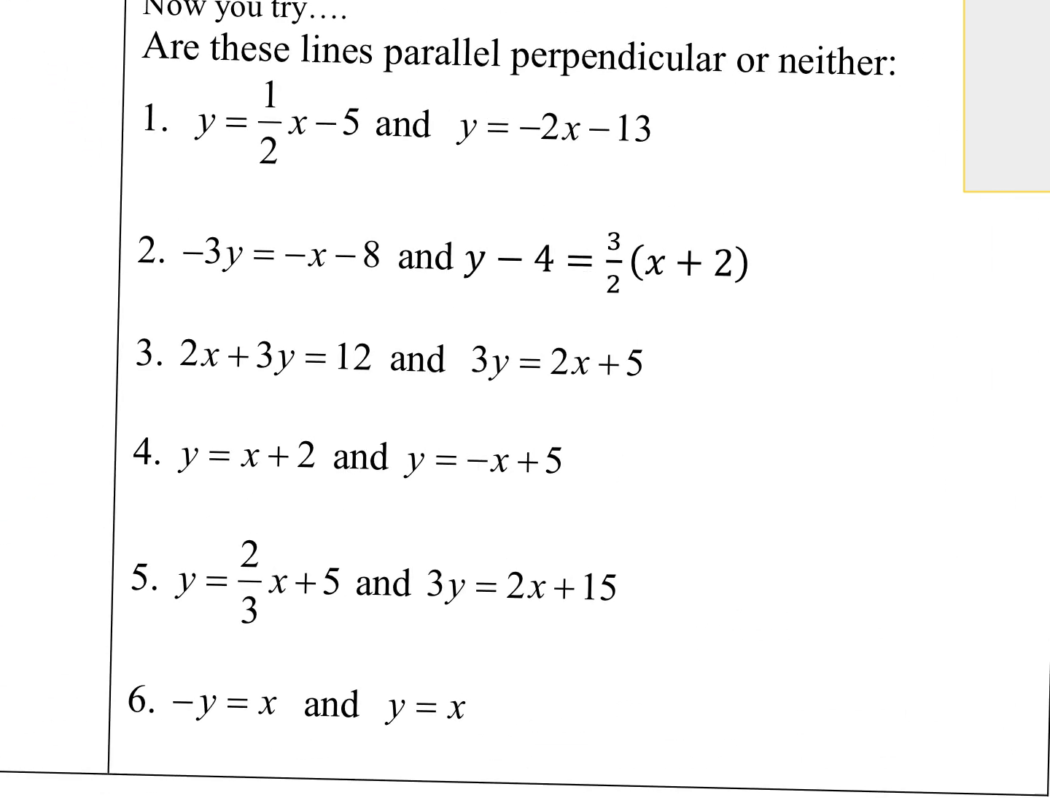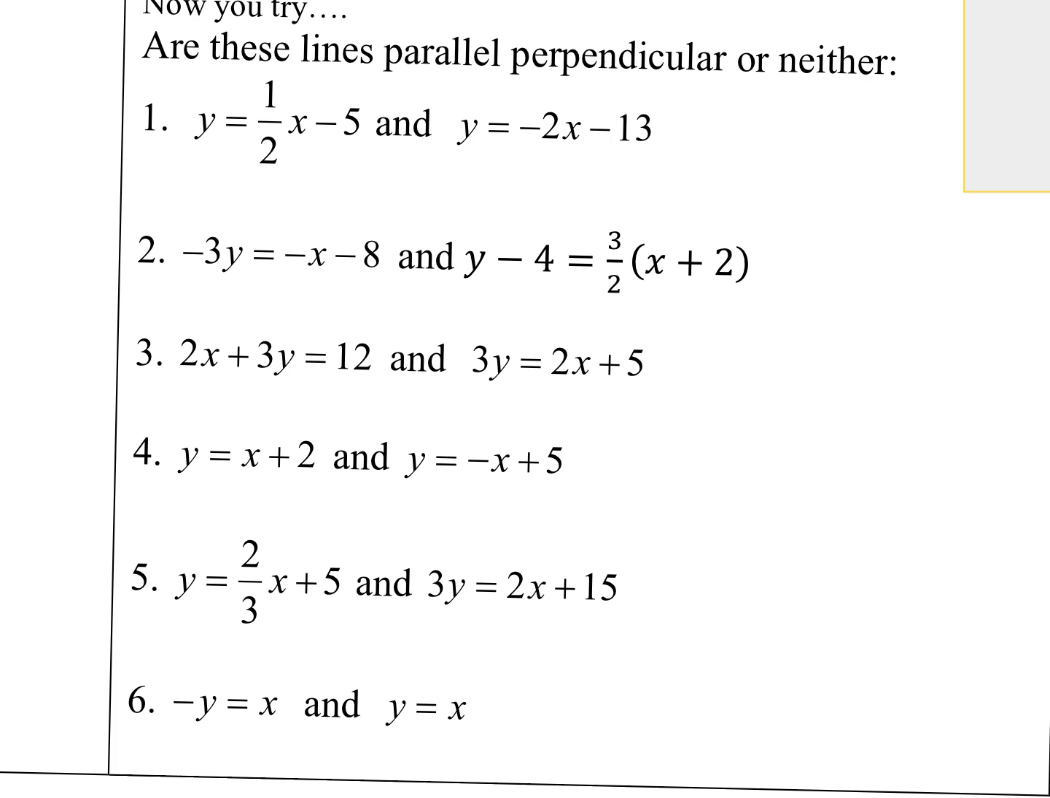So all you got to do is first make sure that you could see the m value. If you don't have y by itself, you cannot see the m value. See, this guy's in standard form. Standard form doesn't have an m value. This guy doesn't have y by itself. You cannot see the m value. So you got to first make sure that you can see the m value.